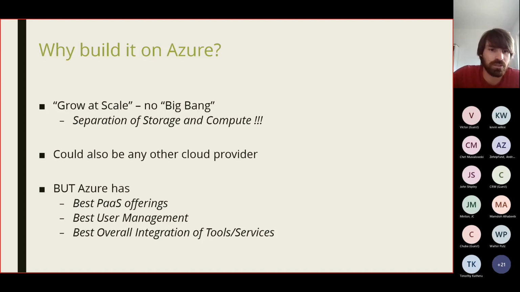But I also think that Azure especially has the best platform as a service offerings, also the best user management and integration between the different services, and also the integration between the tools and services. So that's just really easy to set up and works pretty well. I just know that for AWS, for example, it's much more hassle to get all the services to talk to each other and manage users in the same way. So again, that's why I prefer Azure for this.